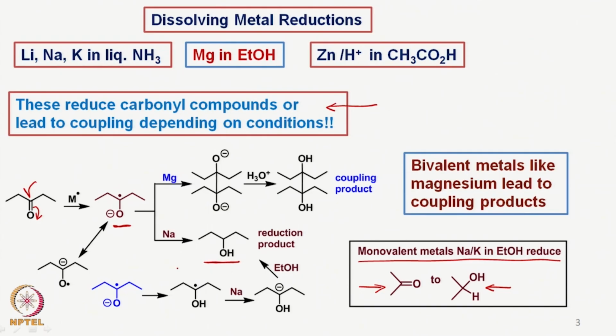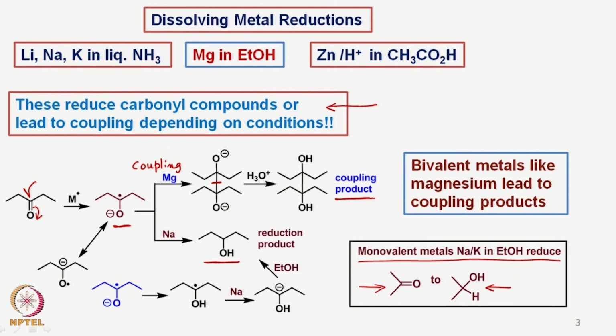On the other hand, if this particular radical anion undergoes coupling, so that is possible with magnesium. So it is basically undergoing coupling, and this coupling leads to CC bond formation. As you can see here that there is a CC bond formation here, and this leads to this 1,2 dianion, and that under acidic conditions or during the reaction receives proton, and then we get the 1,2 diol as the product. So this is the coupling product.